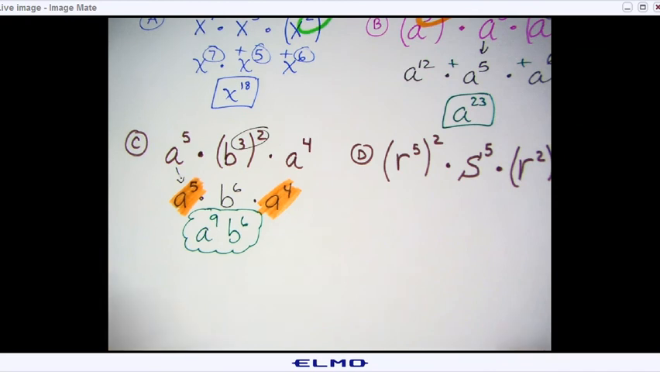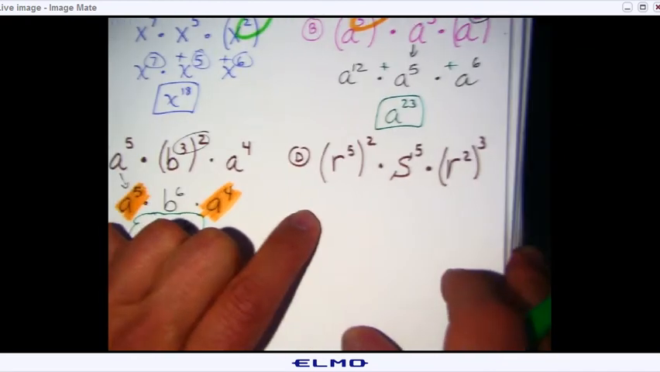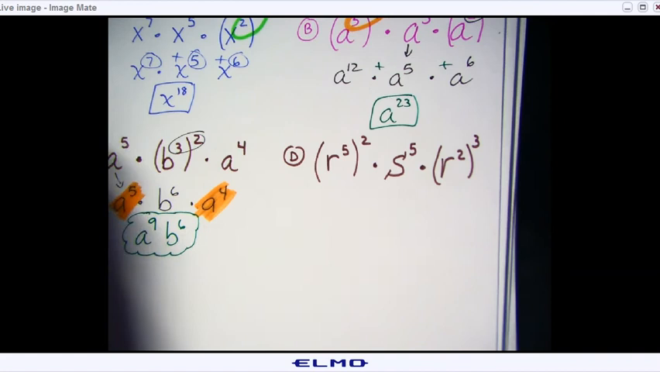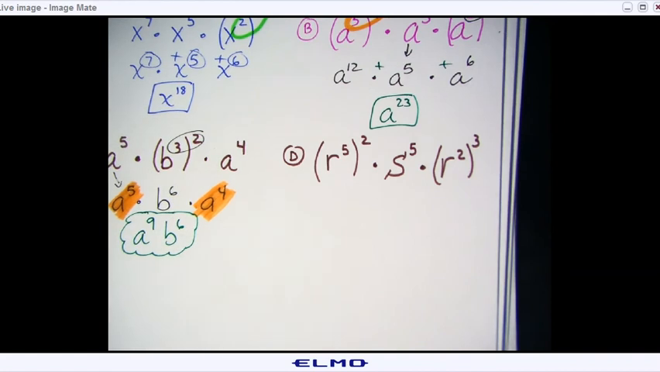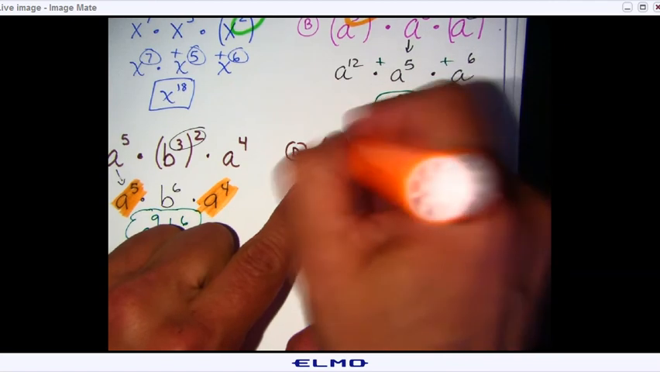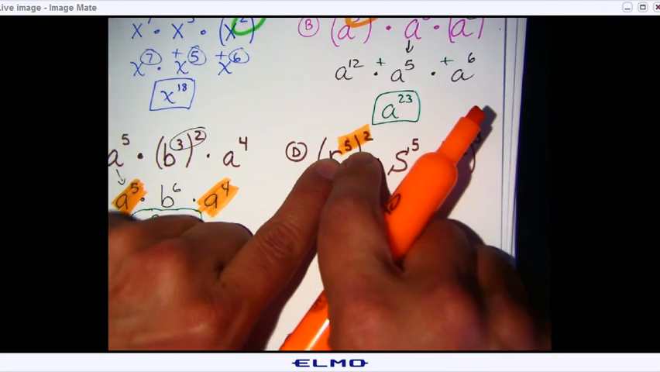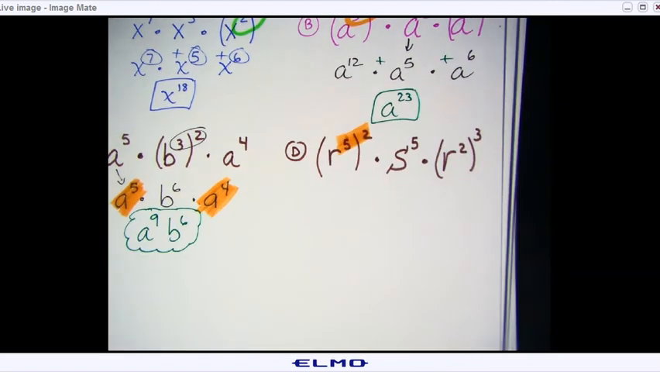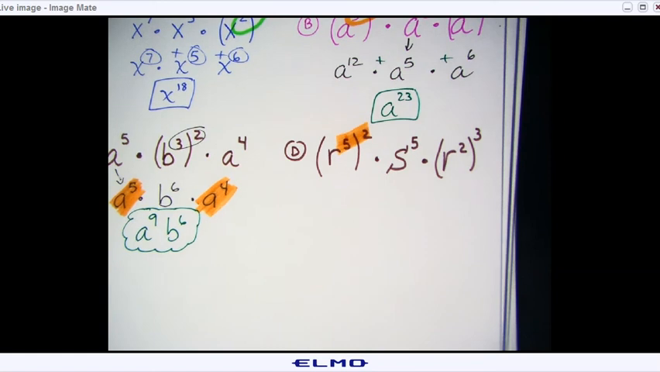All right. Now, how about this one? Justin Villa, we have a power to a power right here, right, Justin? So we multiply. Power to a power. So what do we get, Justin Villa? R to the what?